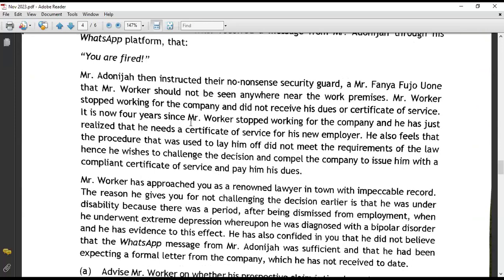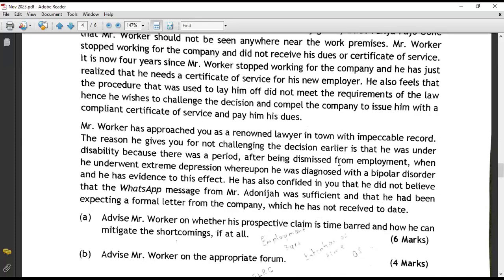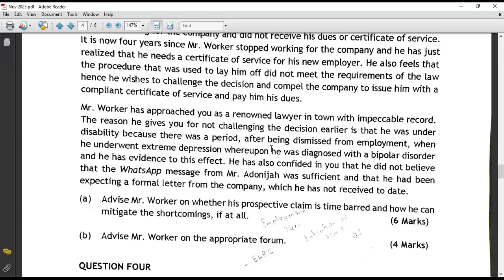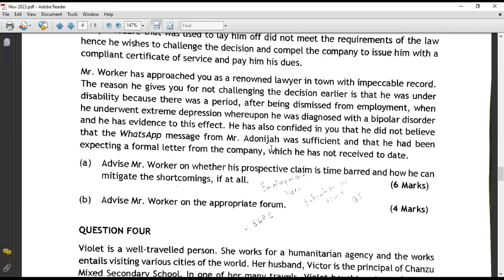Mr. Waka stopped working and the company did not give him his dues or a certificate of service. It's now 4 years since Mr. Waka stopped working for the company. He has just realized that he needs a certificate of service for his new employer. He also feels that the procedures used to lay him off do not meet the requirements of law, as he wishes to challenge the decision and compel the company to issue him with a compliant certificate of service and pay his dues. The worker approaches you, a renowned lawyer in town with an impeccable record.